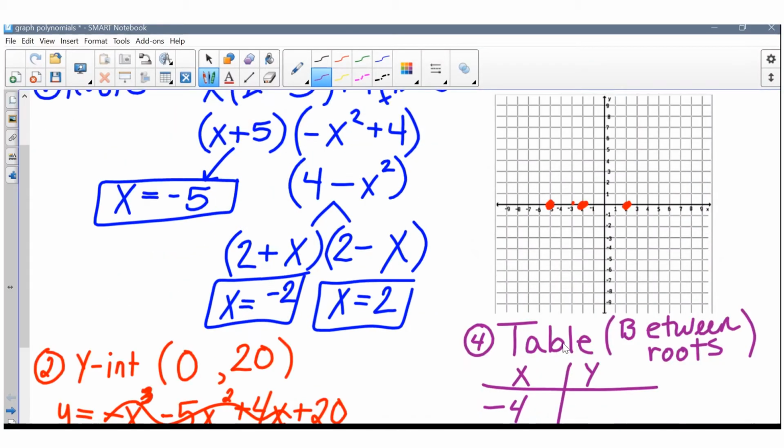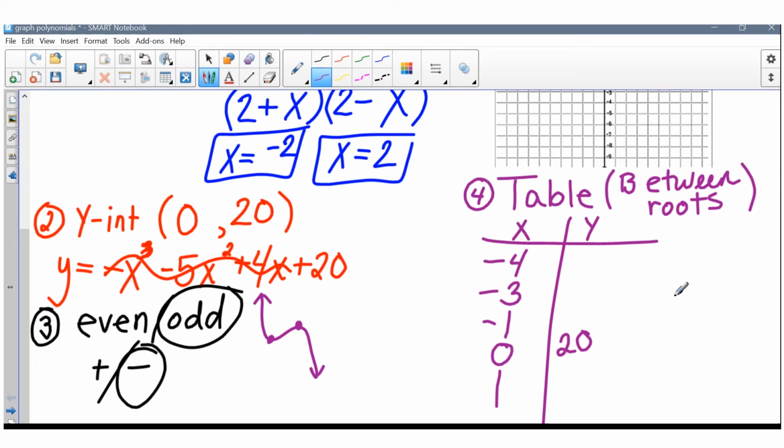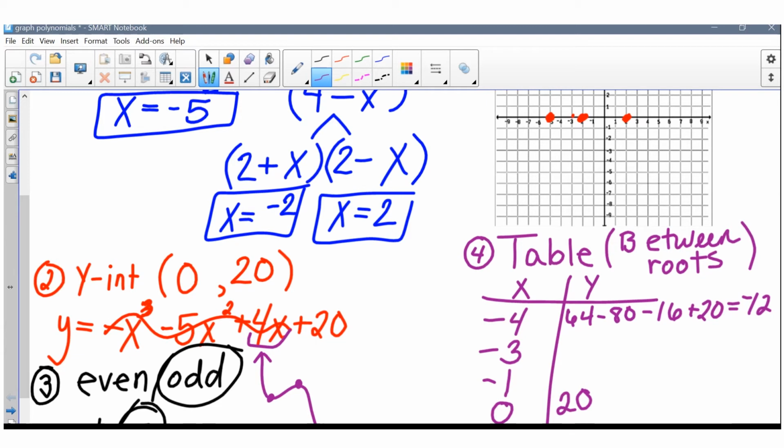Let's write it. I had 64 minus 80. What's 64 minus 80? Negative 16 minus another 16, negative 32, plus 20. Good. So we need to plot -4, -12. So -4, -12, right here-ish. I wrote too close to the graph.